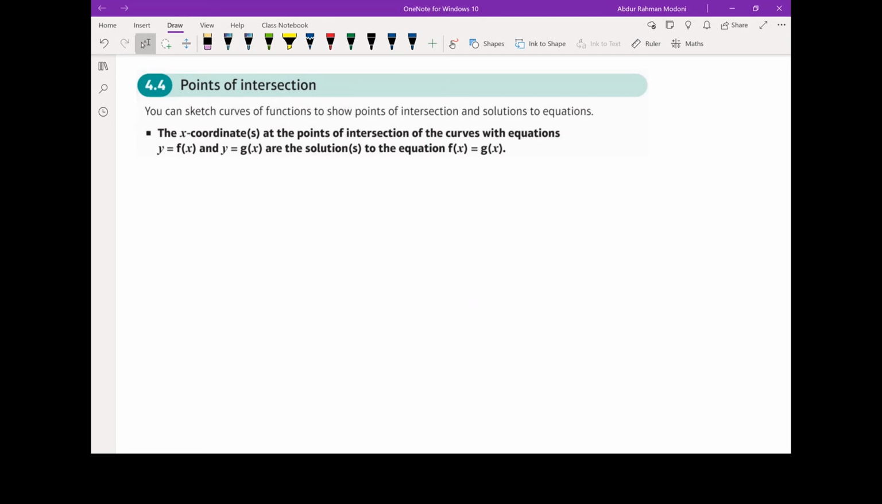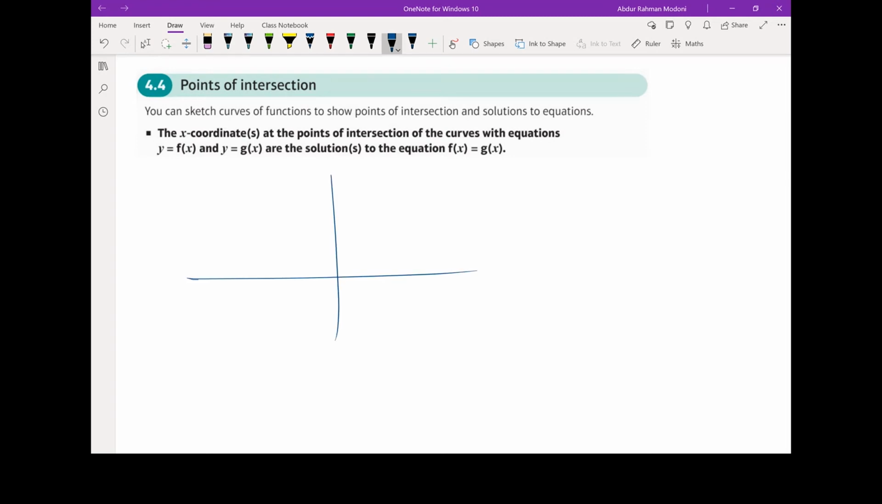Curves, we can actually sketch the curves to show how many points of intersection that we have. And the points of intersection, as you remember, are the solutions to solving simultaneous equations. So we've seen earlier, for instance, when we are solving simultaneous equations, how we can sketch it and look for the intersection, and sketching and looking for the intersection gives us the solution.